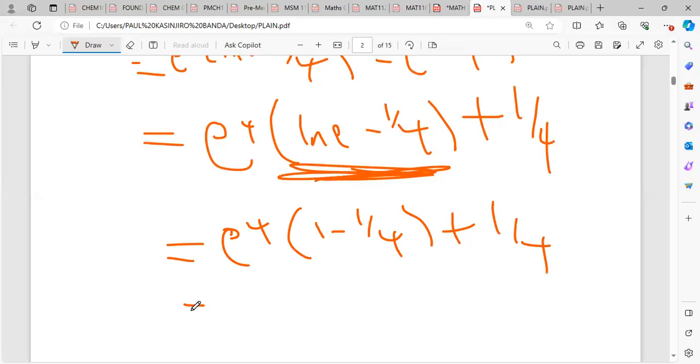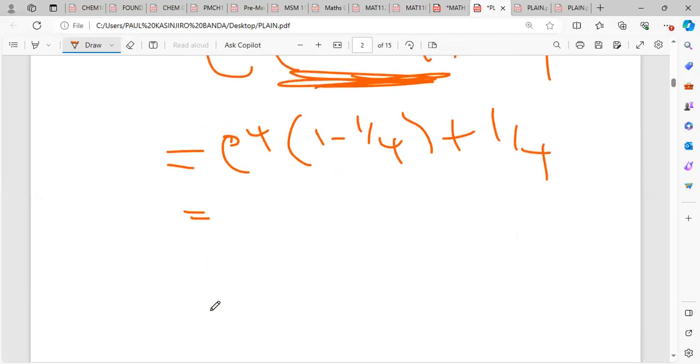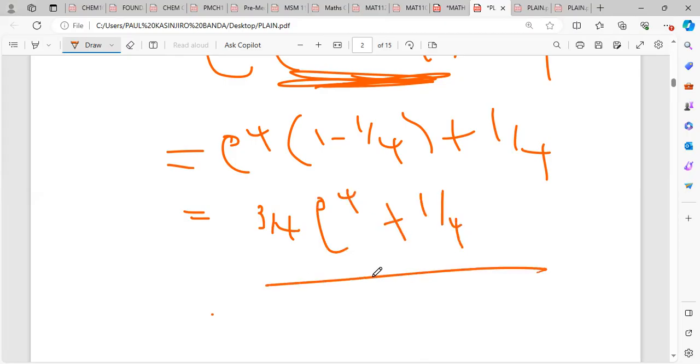Okay, what is 1 minus 1 over 4? 1 minus 1 over 4 is just 3 over 4. So e to the power 4 times 3 over 4, plus 1 over 4, like that. So this is the answer there. Then where you are saying, where are you lost on the substitutions?